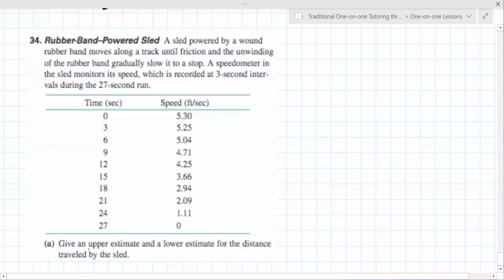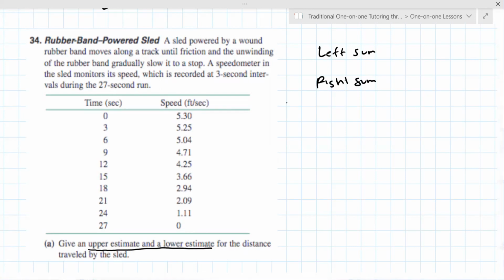So this one's a bit vague because it says upper and lower estimate, and you're used to left sum and right sum, not up and down. And so one of these is too big and one of them is too small. When you do the calculation, you will determine which one is too big and too small, because one will be smaller than the other or larger than the other.